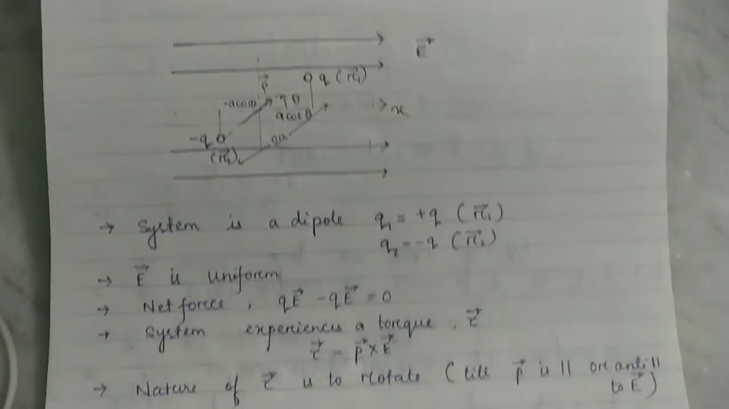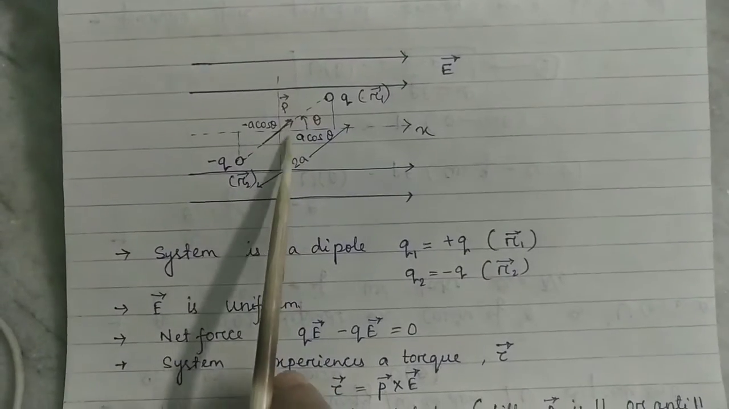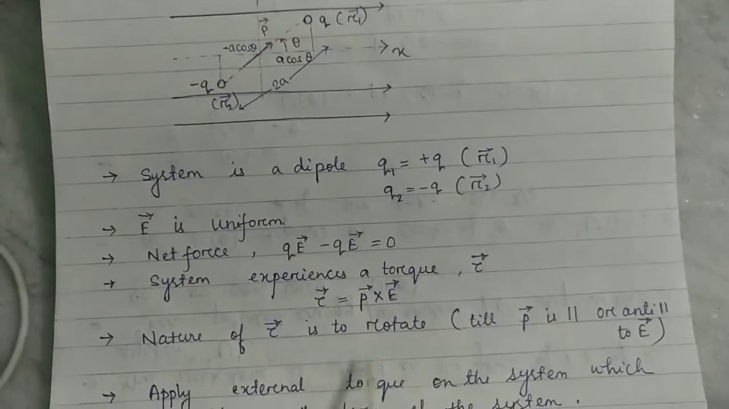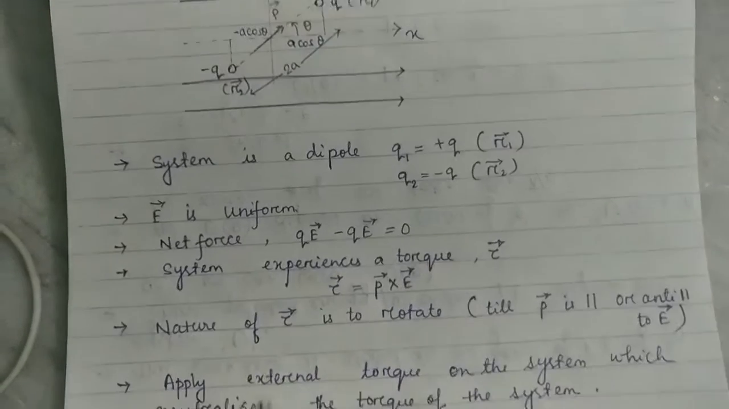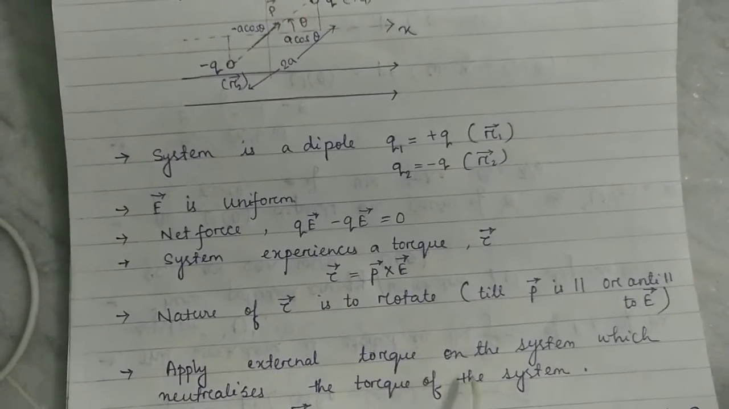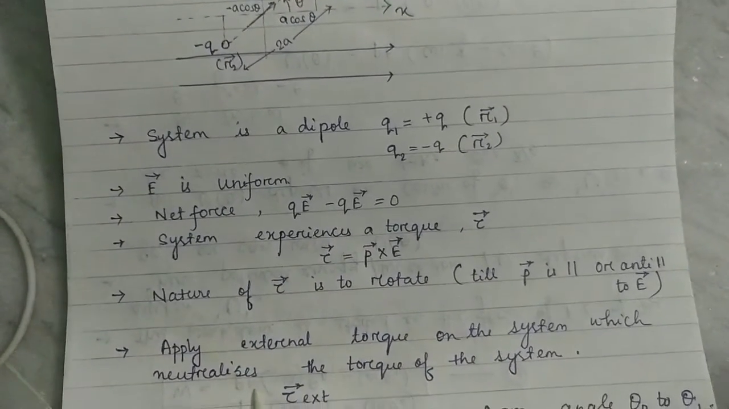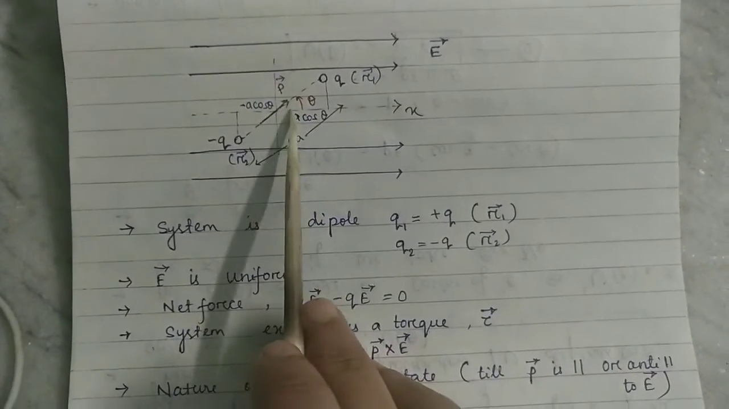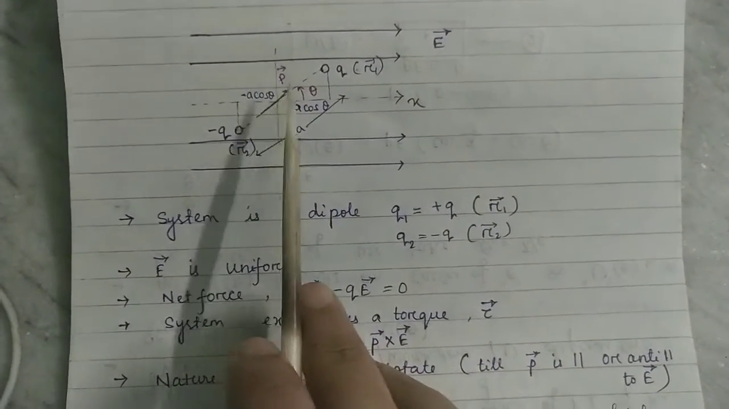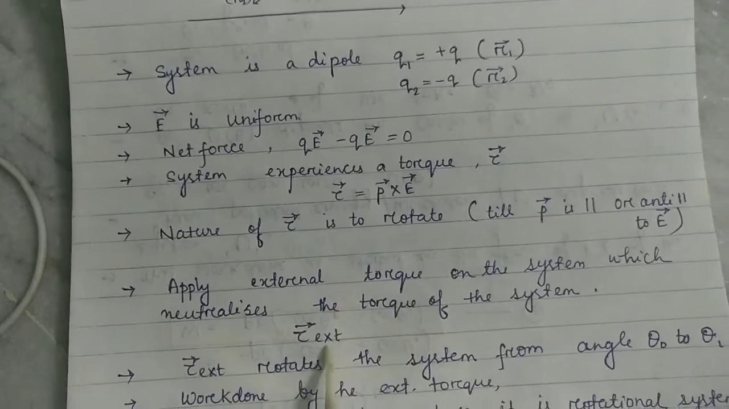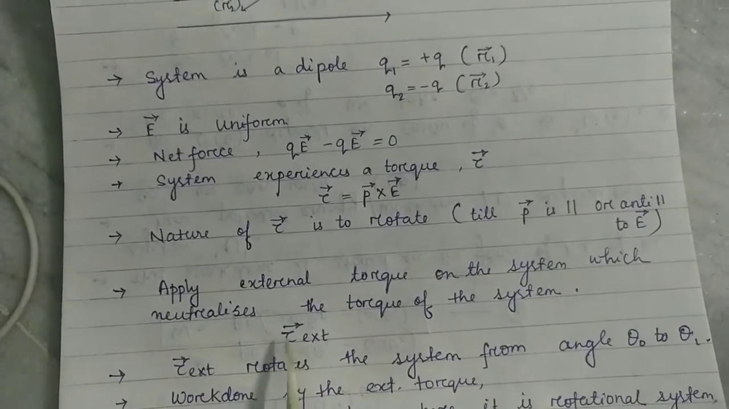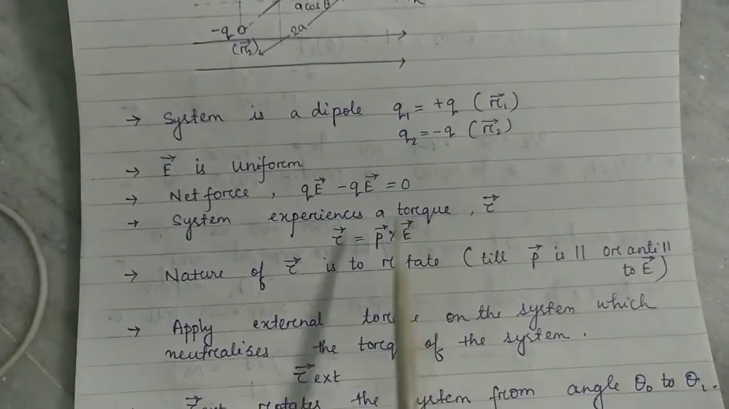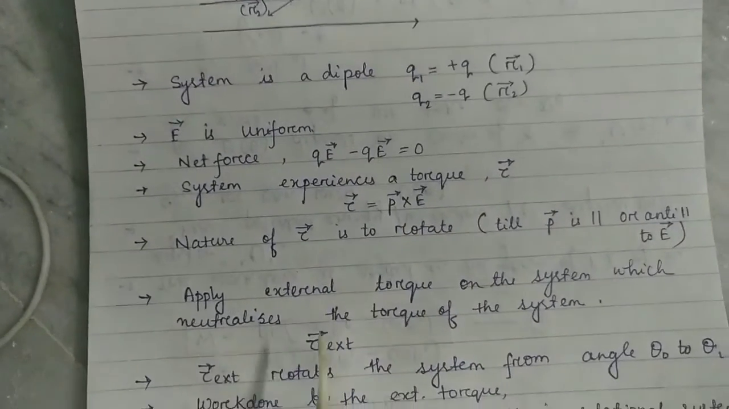Why are we applying external torque? We are applying external torque to rotate it more, to make further rotation. So we will apply the external torque such that it will neutralize the torque of the system. The system is already having some torque, but the external torque will neutralize it. The torque that we have taken as tau external, and the torque of the system equals P cross E.